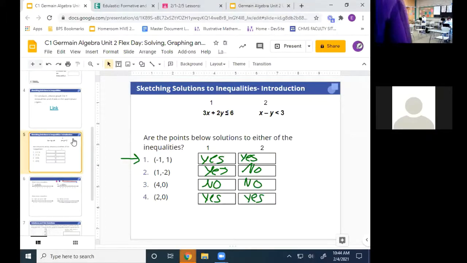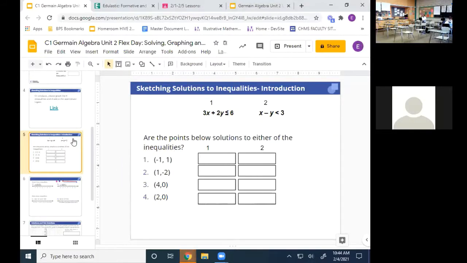Very good job, guys. The way that we test if a point is a solution is by plugging it in and simplifying it and determining: is the inequality true or false? If it's false, it is not a solution. If it is true, it is a solution.